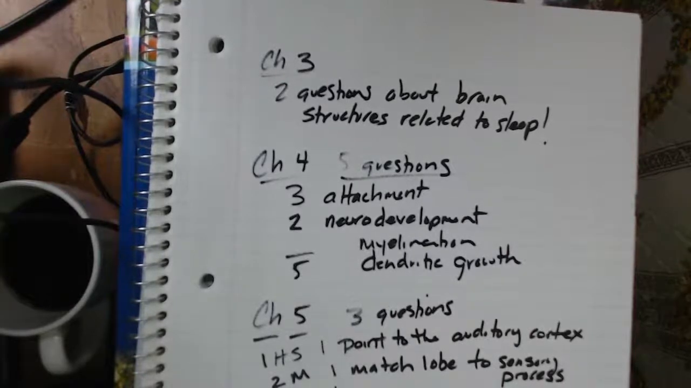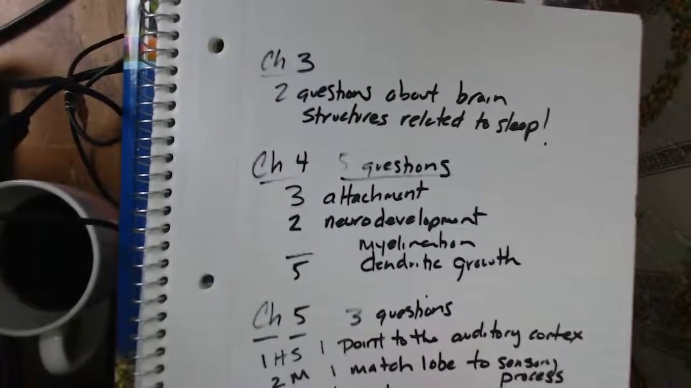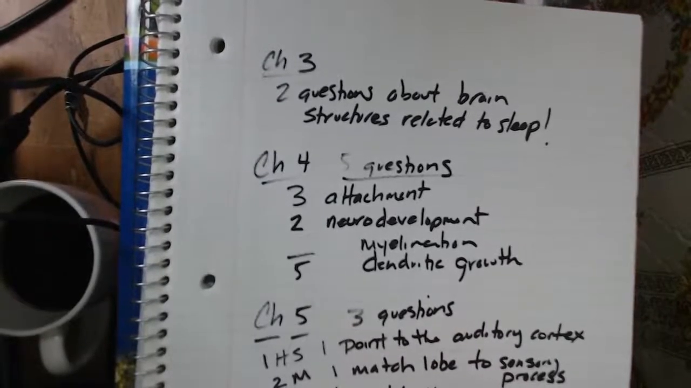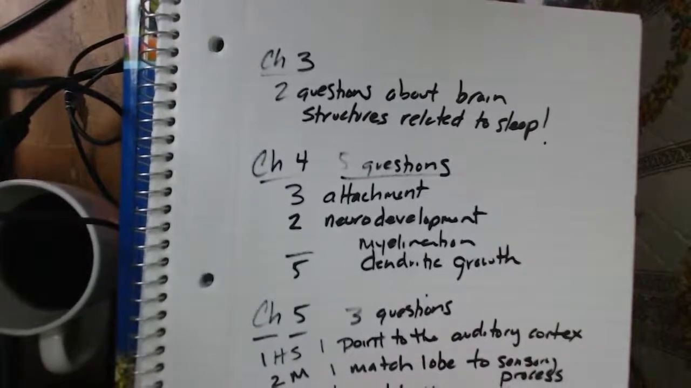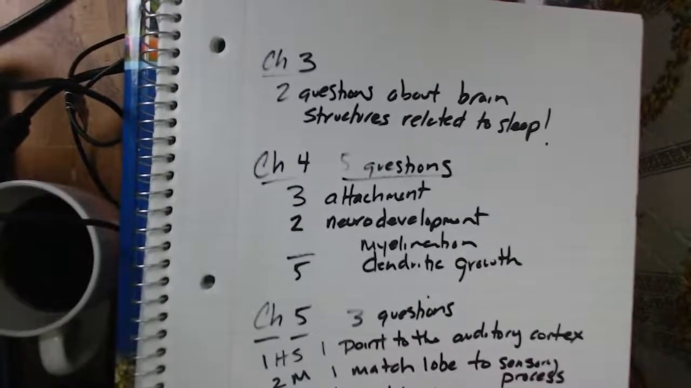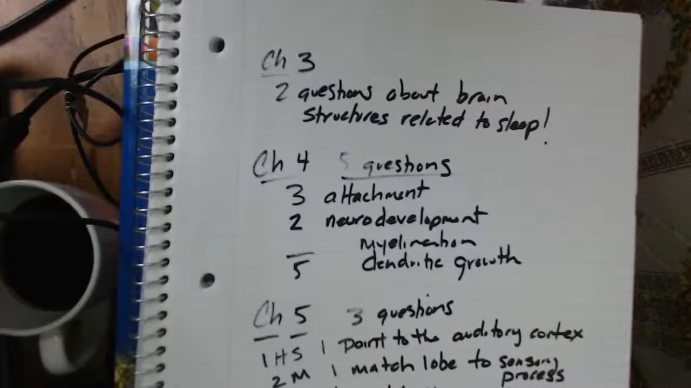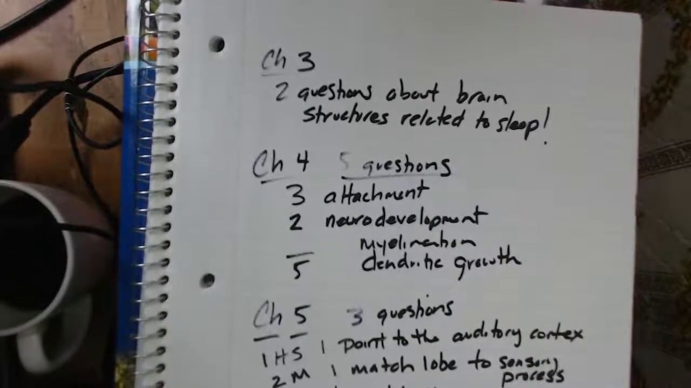And then match the visual areas with their functions. Okay? Very good. Occipital lobe. So that's 3 questions from chapter 5.